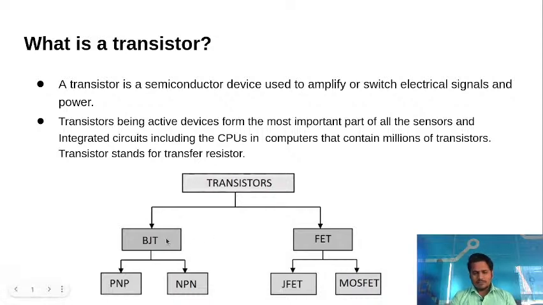In this video we are going to discuss the BJT. BJTs are current control devices, and FETs are voltage control devices. So today we are going to discuss the current control device, the BJT. In BJT again you can see there are two types, NPN and PNP, and in FET also there are two types, JFET and MOSFET. Moving on.